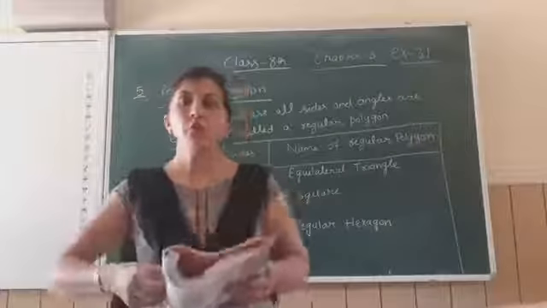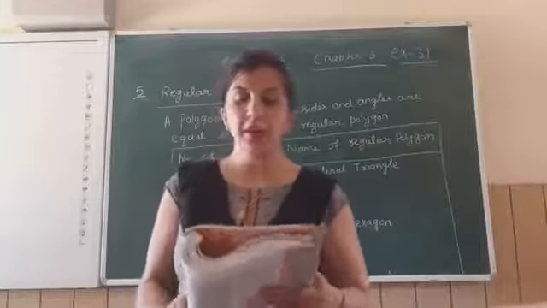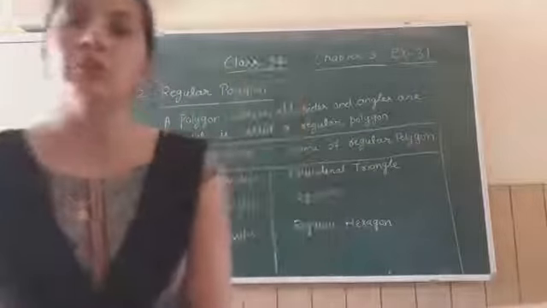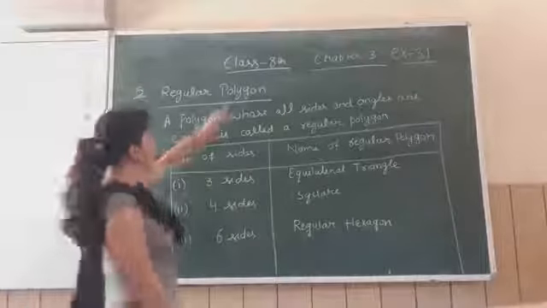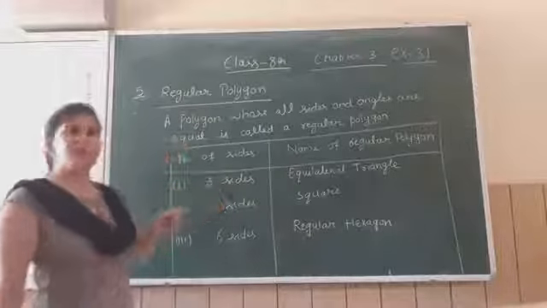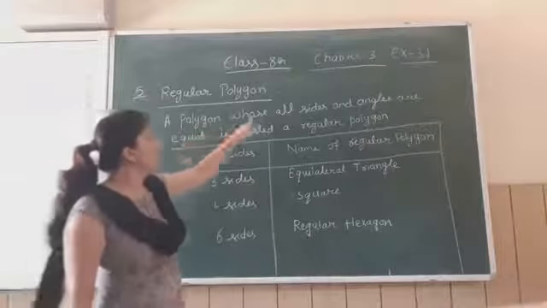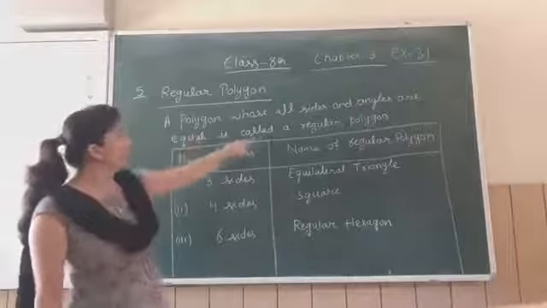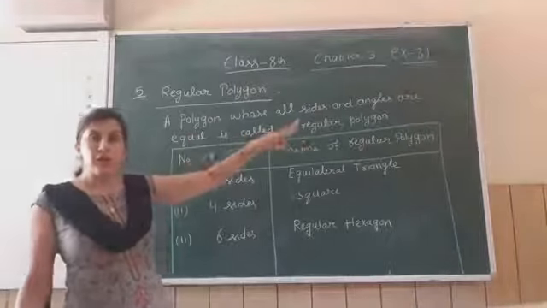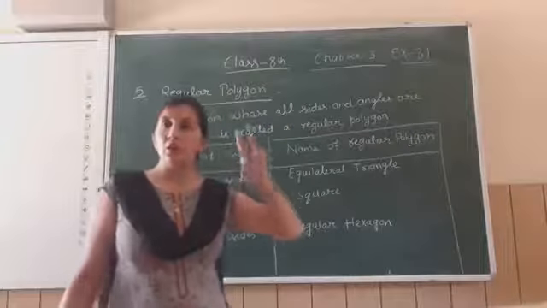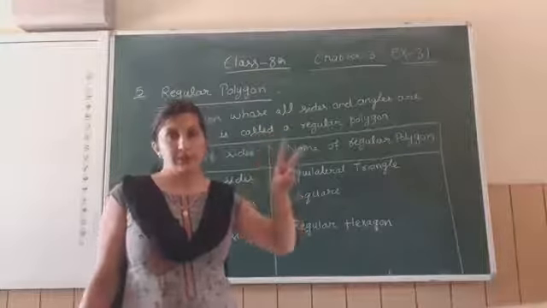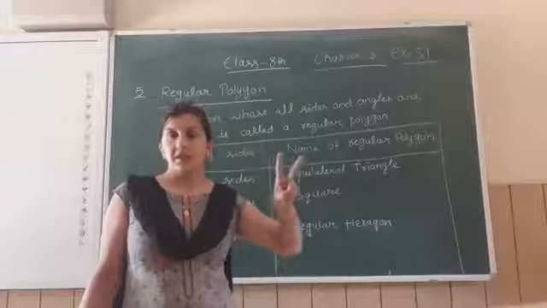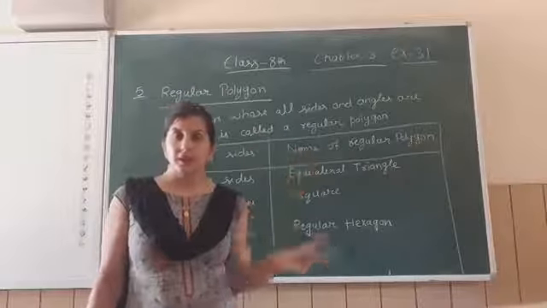Now the fifth question is, what is a regular polygon? Name the regular polygon which has the sides given. So firstly, what is a regular polygon? In our introductory video we have discussed it. A polygon whose all sides and angles are equal is called a regular polygon. Like an equilateral triangle, all sides are equal, all angle measures are 60 degrees. Like a square, in the square all sides are equal and the measure of each angle is 90 degrees.